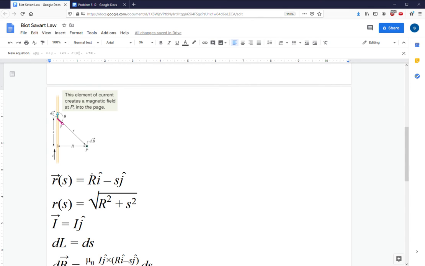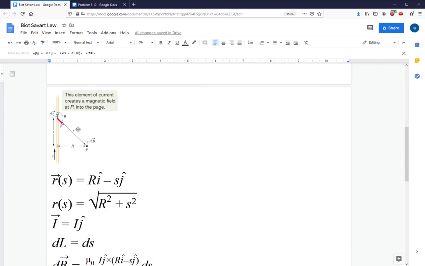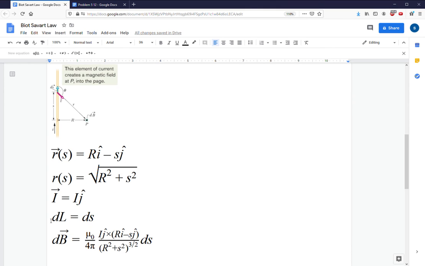We can also say that the r vector is a vector going from the point on our wire to the point we are interested in. And that is big R in the i direction minus the value of s in the j direction. Next, we can say that this current is going upward, which means it's going in the positive j direction. So I is I j hat. And finally, the dl. dl is the differential piece of length. In this coordinate, each time you jump s by a little bit, you change the L by a little bit, so dl is equal to ds.